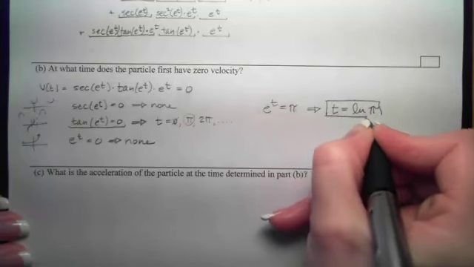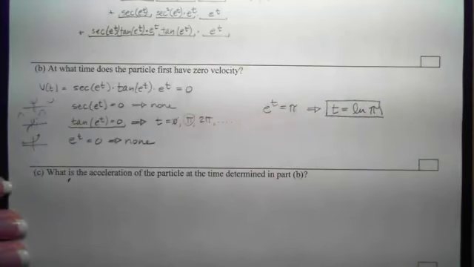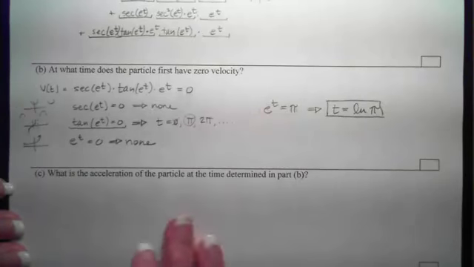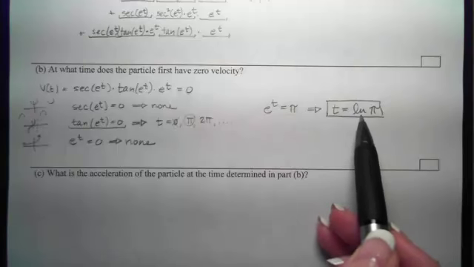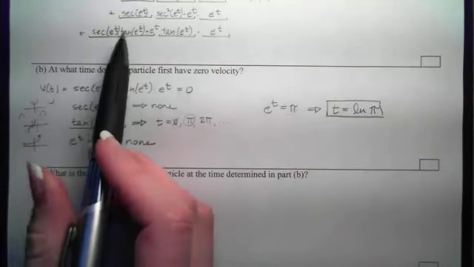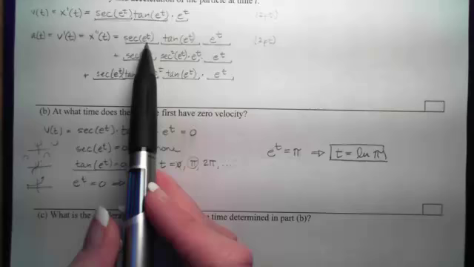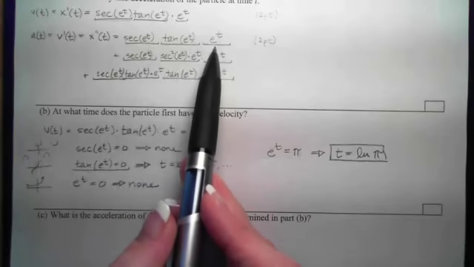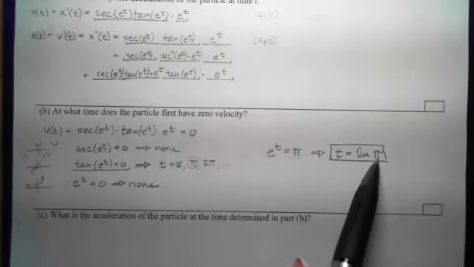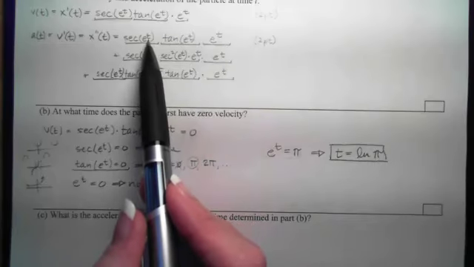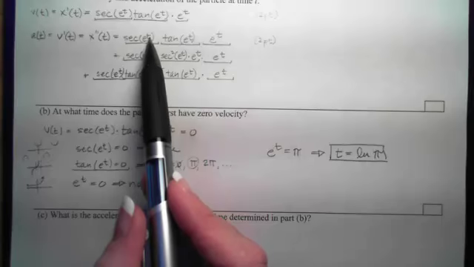makes much more sense. So if we look at part C, it says, what is the acceleration of the particle at the time determined in part B? So if we think about this time and the insides of my acceleration graph up here, they're all e to the t's. So if I plug in an ln of pi in for t, that'll be e to the log natural of pi. Well, that's just going to be pi.